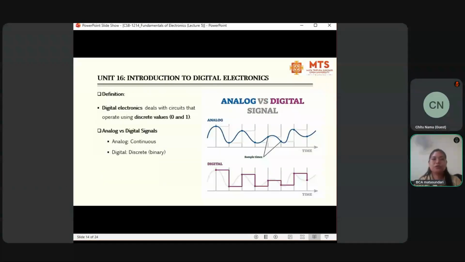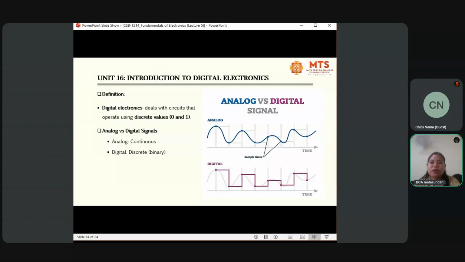Next, moving to our unit 16, Introduction to Digital Electronics. So here, what is digital electronics? Digital electronics deals with circuits that operate using discrete values, 0 or 1. This is binary number, 0 and 1. And here comes analog versus digital signal. So analog is continuous, digital is discrete, which is binary, 0 and 1.